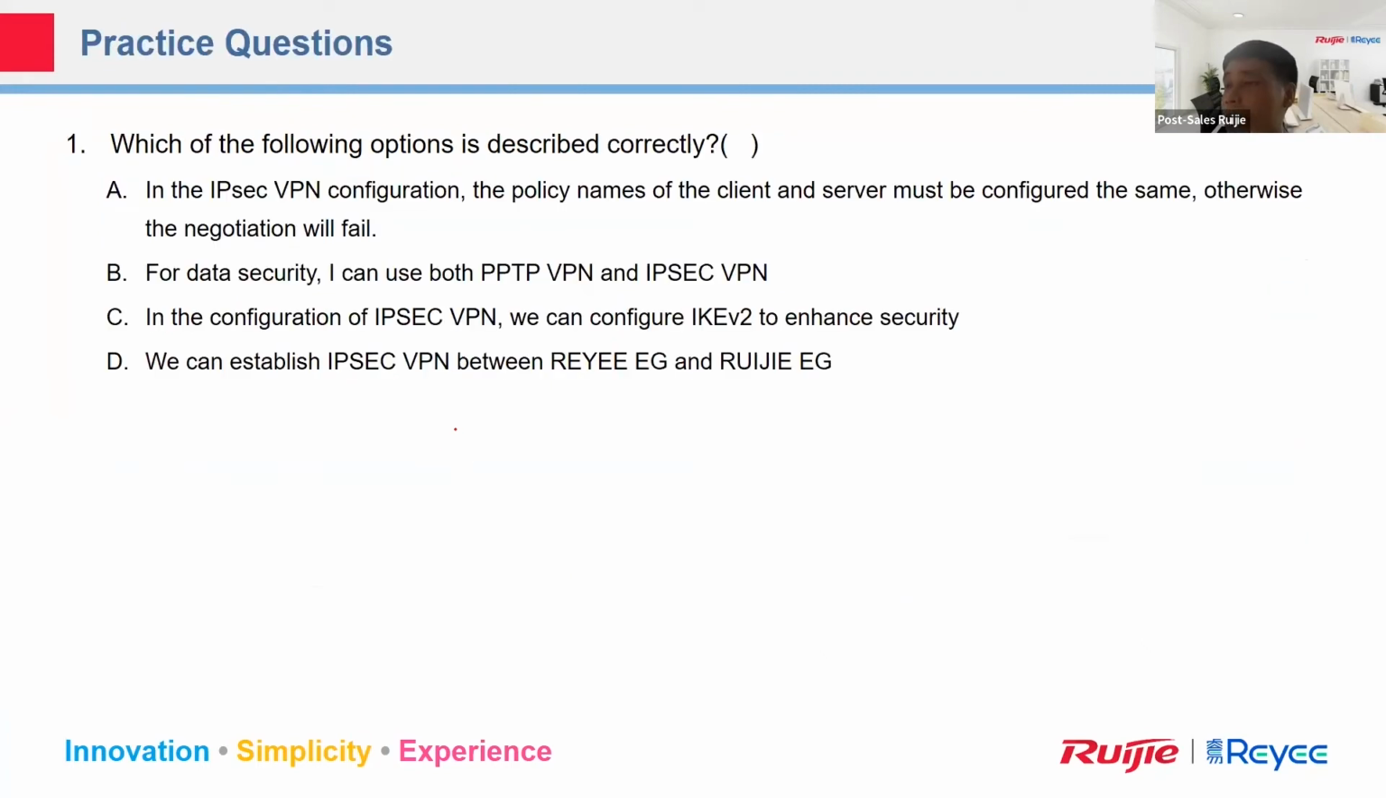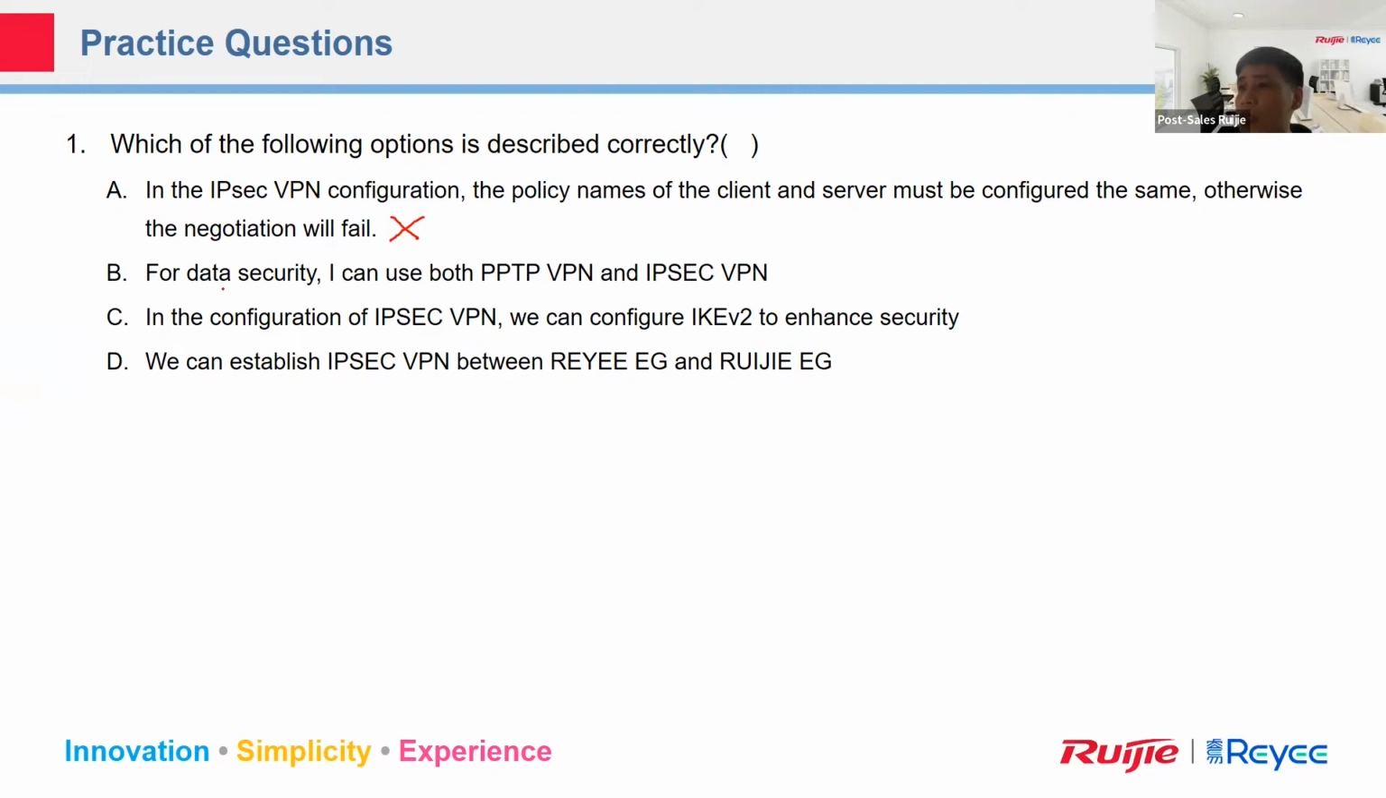Okay, we have some questions related to VPN. The question is: which of the following options is correct? The first option: in IPSEC VPN configuration, the policy name of the client and server must be the same, otherwise the negotiation will fail. This statement is incorrect, right? The name doesn't need to be the same, the policy name doesn't need to be the same.